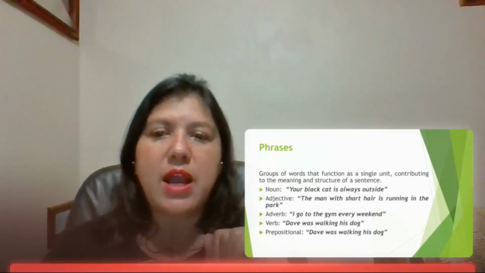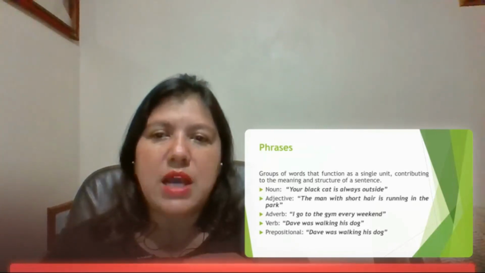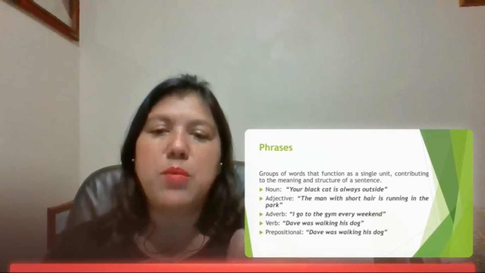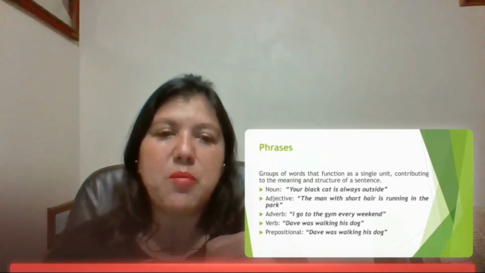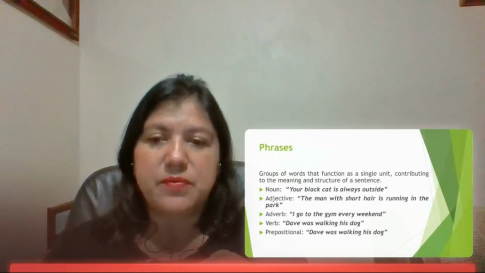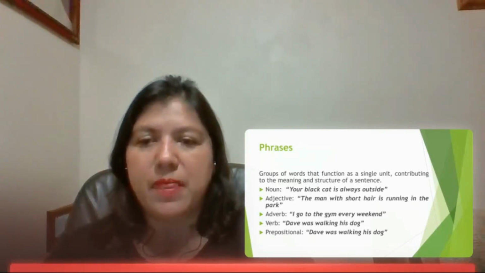We have mentioned previously some examples of the grammatical groups. Well, here I have an example. Your black cat is always outside. The noun phrase here is your black cat. It is used to add detail to the sentence by indicating the subject cat and describing it. A cat that is black and belongs to someone.